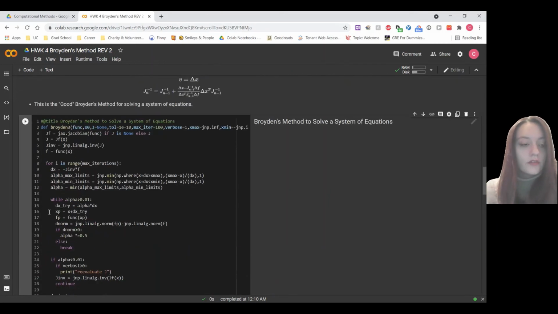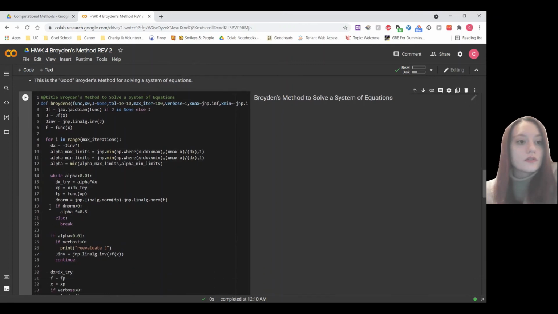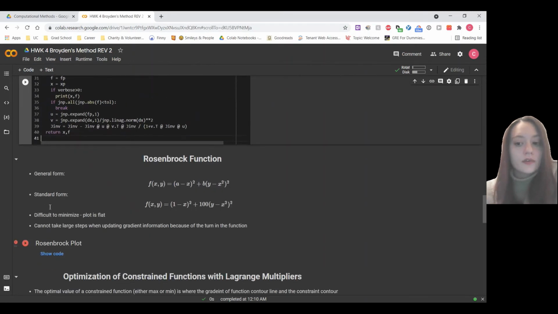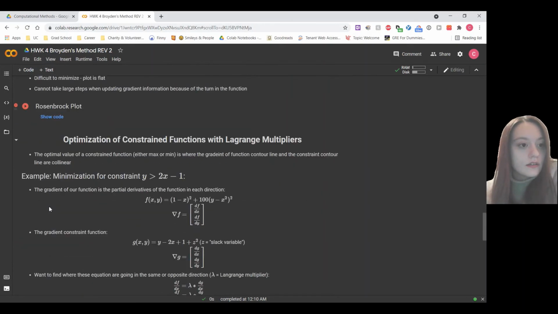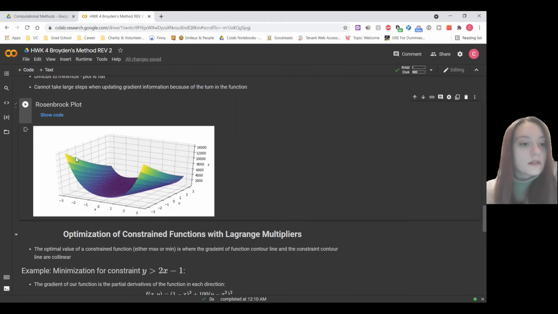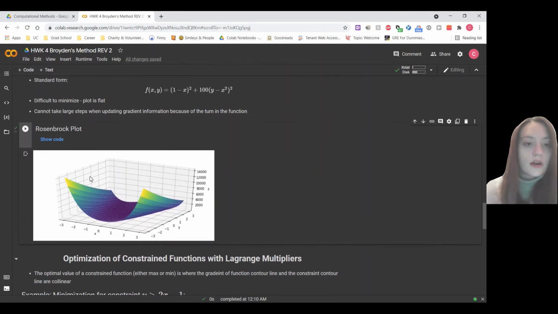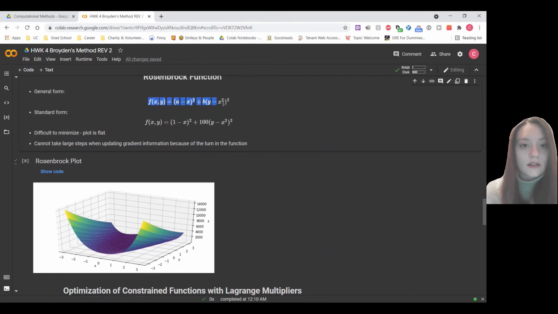Here we have our function for Broyden's method. So now if we want an example to try out this function and see if it works, the example that we're going to use is the Rosenbrock function, which I have down here. So here's an example of a plot for the Rosenbrock function.